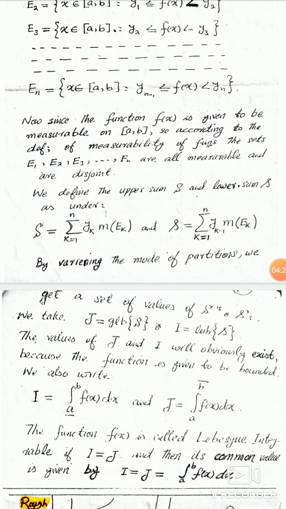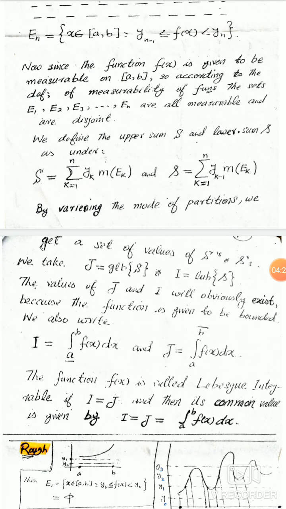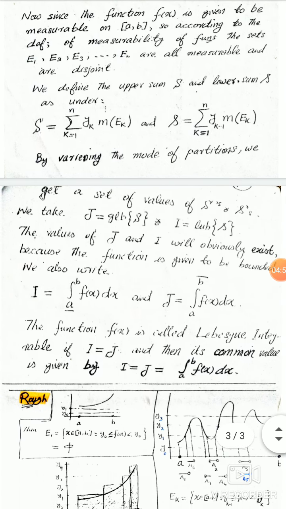So we define the upper sum capital S and the lower sum small s as follows. Capital S is equal to the summation from k equal to 1 up to n of yk times m(ek). Yk represents the height of the interval and m(ek) represents the width of the interval. So the upper sum is the summation of the product yk m(ek), and similarly small s is equal to the summation from k equal to 1 up to n of y(k-1) m(ek), that is the lower sum.